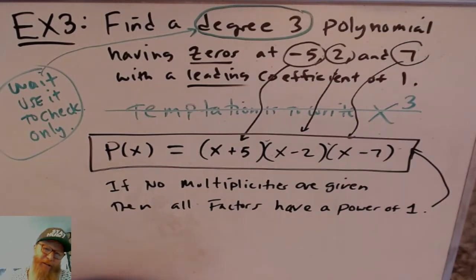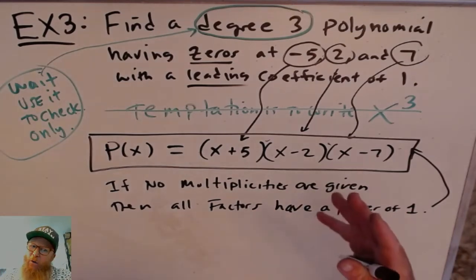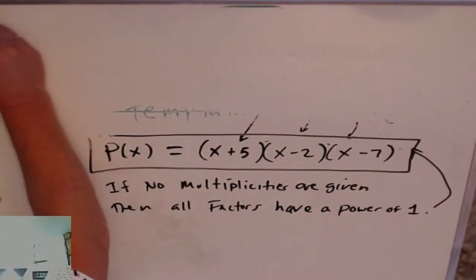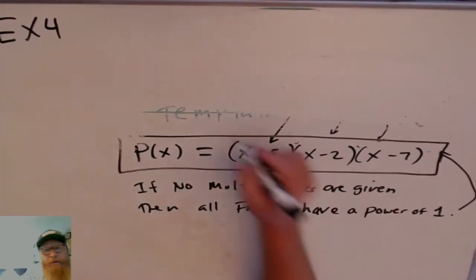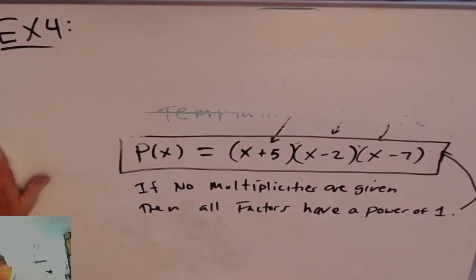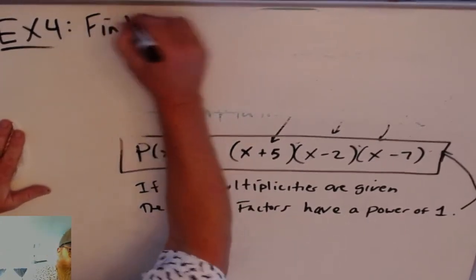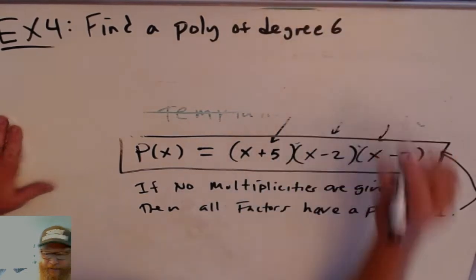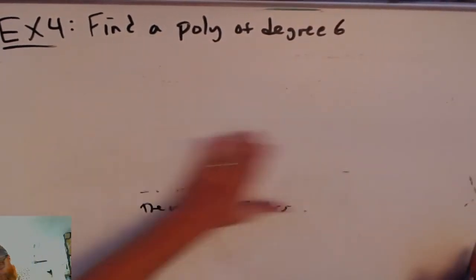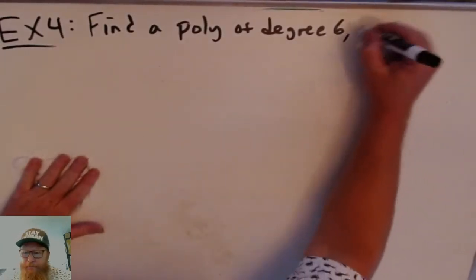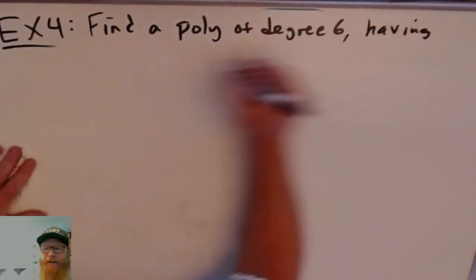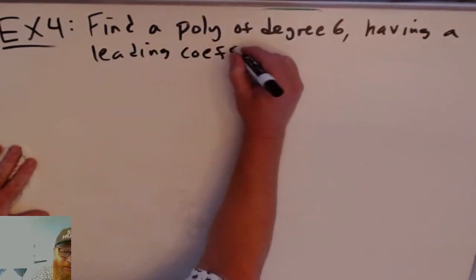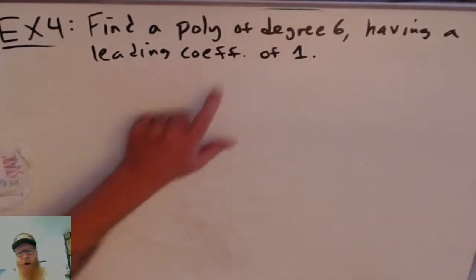Now let's try one that's not free. You know how I work, right? I give you a free one, and then I'm going to make you work for everything else. How about this one? Find a polynomial, I'm just going to abbreviate poly, of degree 6. Having a leading coefficient of 1. Coef for coefficient.